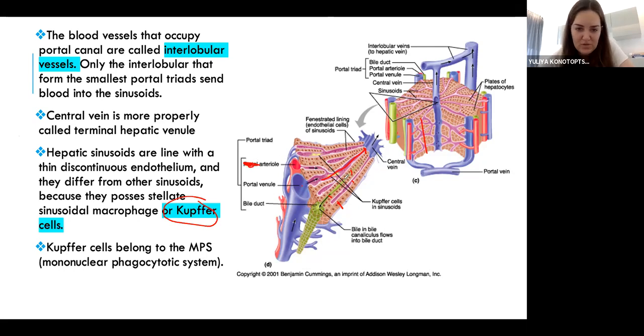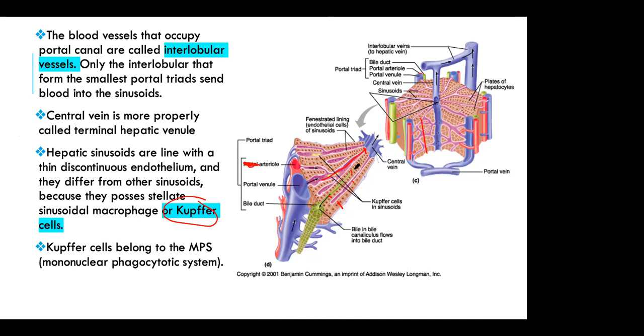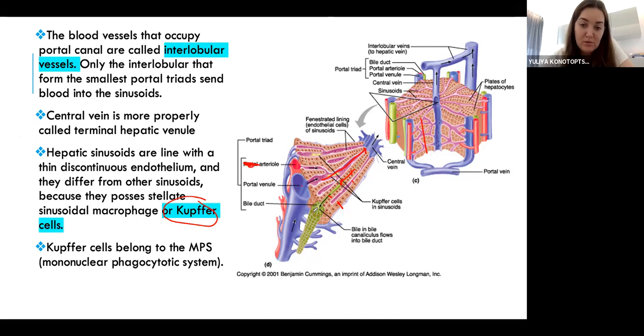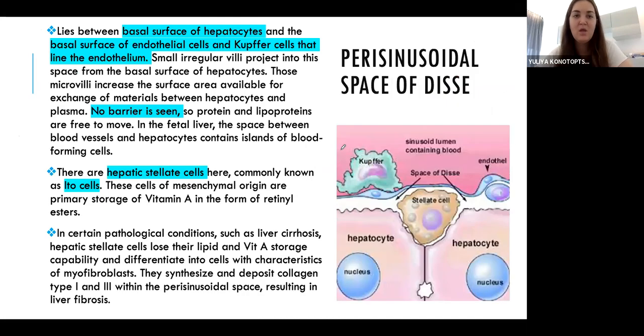What about the bile duct? How's the flow? Is it towards the central vein or away? Away from the central vein, but towards the bile duct, which will be collecting all of this bile, right? So Kupffer cells are inside of the sinusoid. They're inside of your sinusoids. They're macrophages. Now, there's something called perisinusoidal space of Disse.